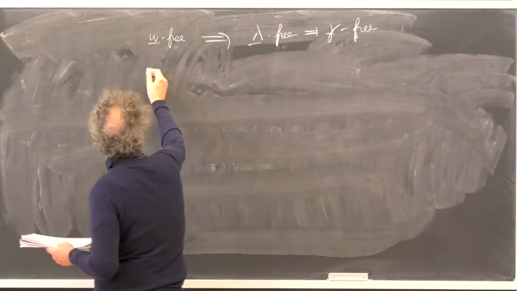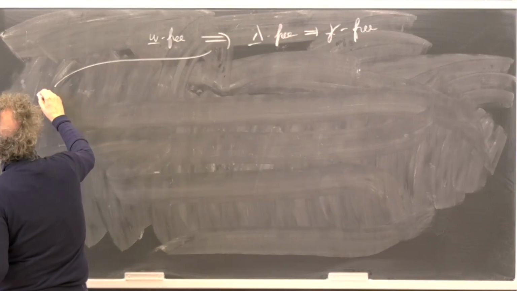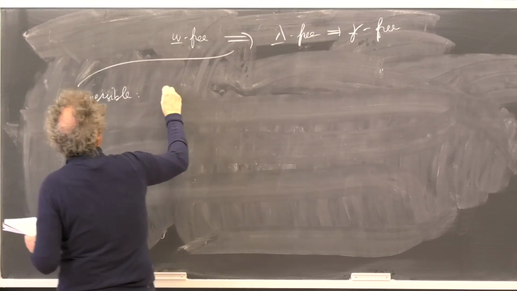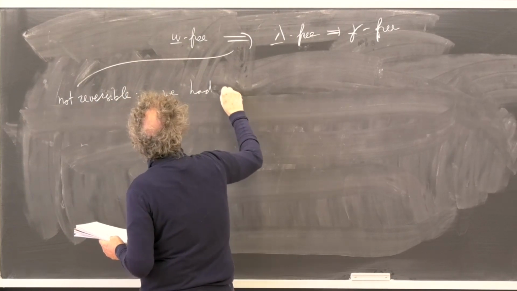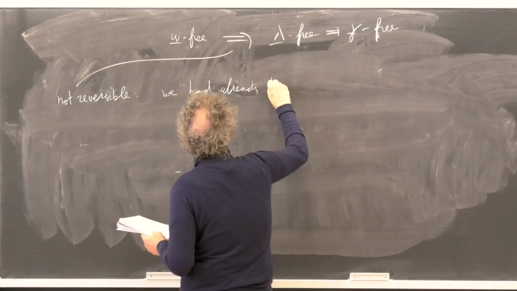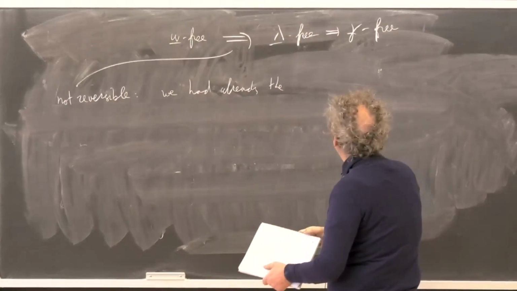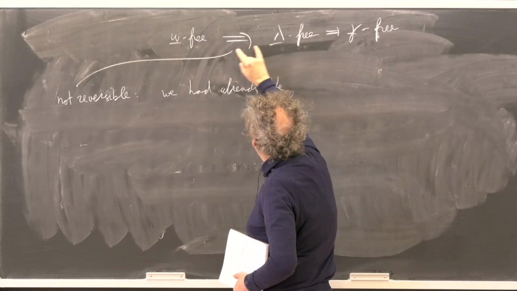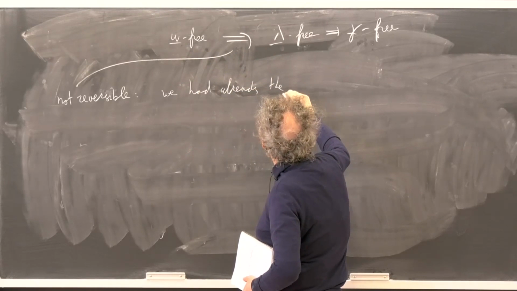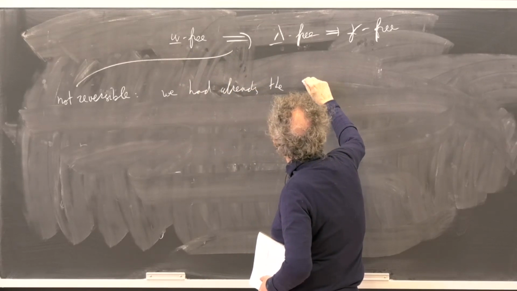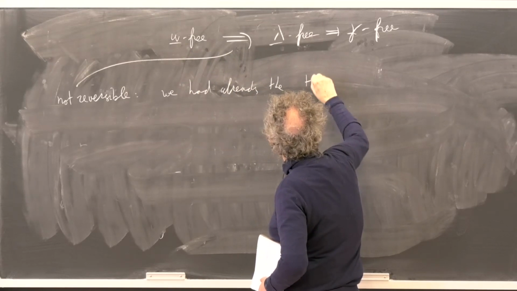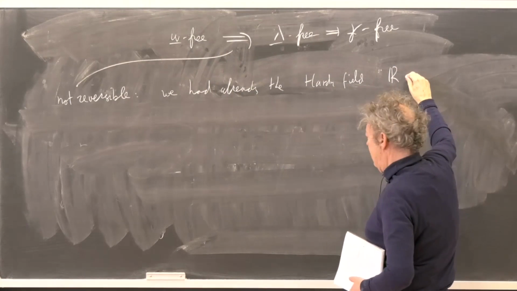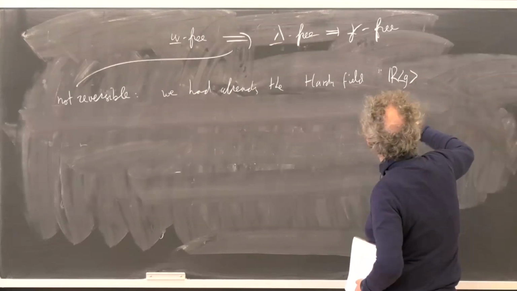Right. Not reversible. We had already that means I have to come up with something that is lambda free, but not omega free. We had the Hardy field R(G), which was not gamma free.